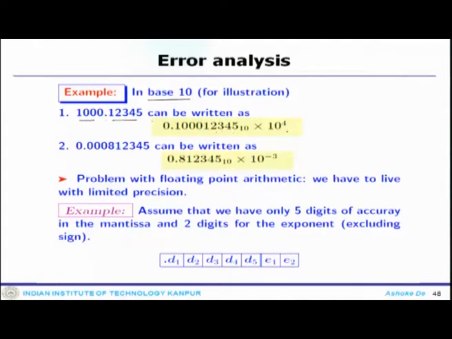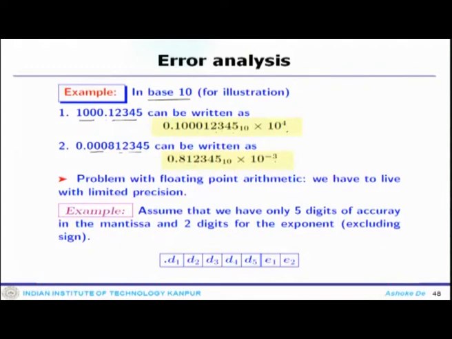Okay. Now, similarly, 0.000812345 can be written as 0.812345 times 10 to the power minus 3. Okay.